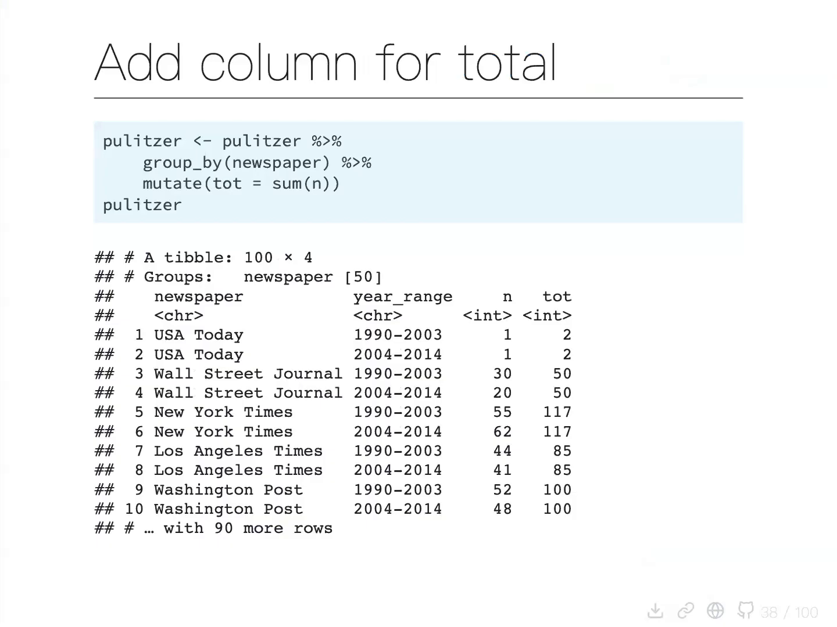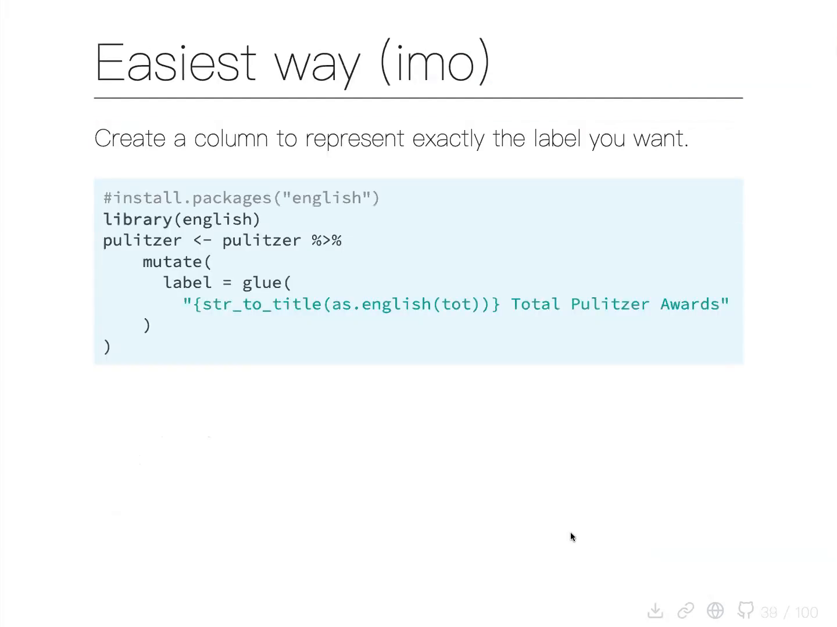So first thing I need to do is add that column. So I'm creating a new column, which I'm just calling tote, which is just summing the n within a newspaper. Okay, so again, this is probably the number of finalists, not the number of winners, but whatever. Okay, so I have Pulitzer, group by newspaper, mutate, tote equals sum n. Okay, so this is just going to be 1 and 1 is 2, 30 and 20 is 50, 55 and 62 is 117, etc. Clear? Okay, so now we have that.